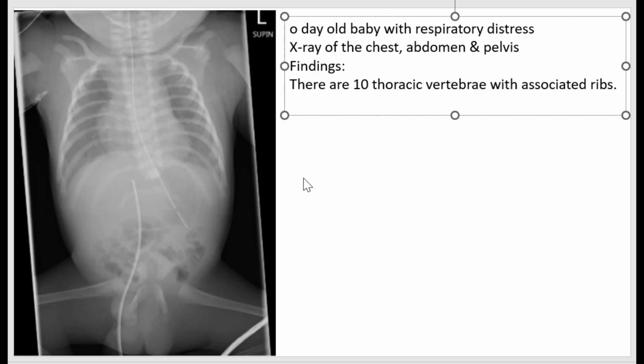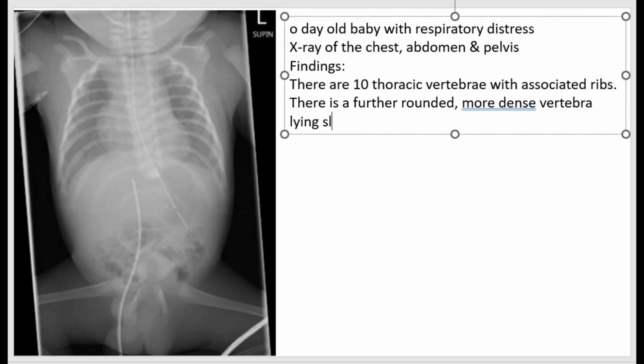Okay, there is a further rounded, dense vertebra lying slightly to the left of the midline inferiorly.